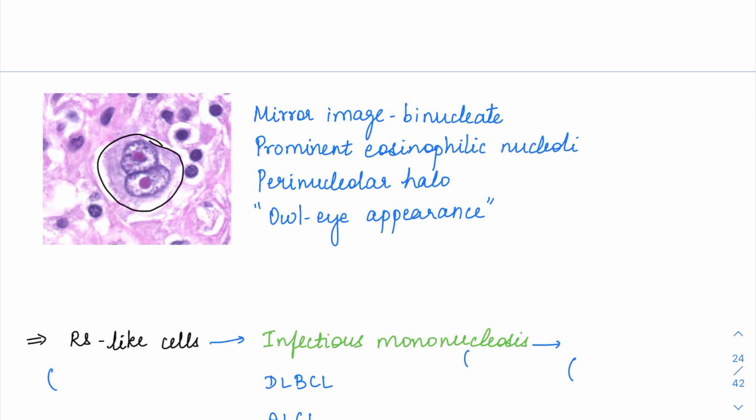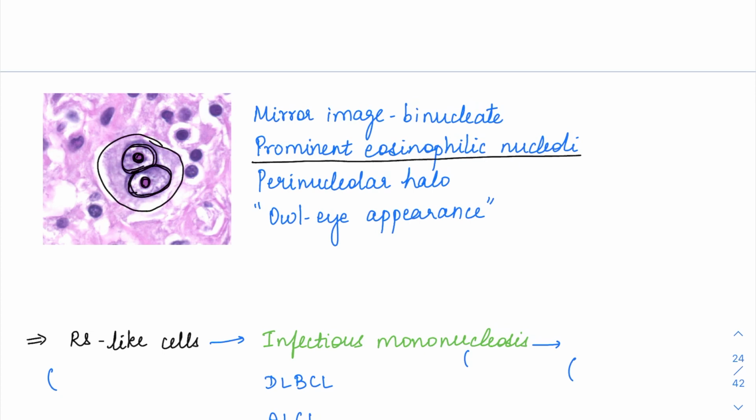So it's a very large cell, in which you are going to have a binucleate structure. The nucleus is going to be binucleate, and it is going to be a mirror image. If you see, this part of the nucleus is going to resemble this part. So this is a mirror image of the nucleus. Apart from that, there is going to be a prominent eosinophilic nucleoli. This prominent eosinophilic nucleoli is very, very characteristic of Hodgkin's lymphoma.